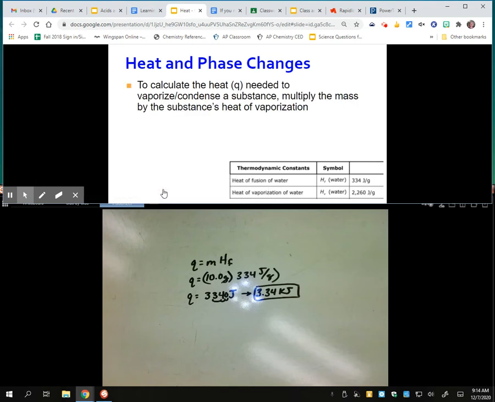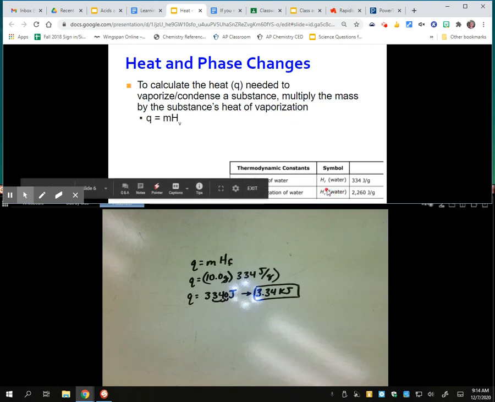All right, so next, to calculate the amount of heat needed to vaporize or condense a substance, you're going to multiply the mass by the substance's heat of vaporization. All right, so for vaporizing or condensing, you're going to be using heat of vaporization, HV. So the equation looks very, very similar. Q is equal to M times HV. So our heat is equal to our mass times our heat of vaporization.